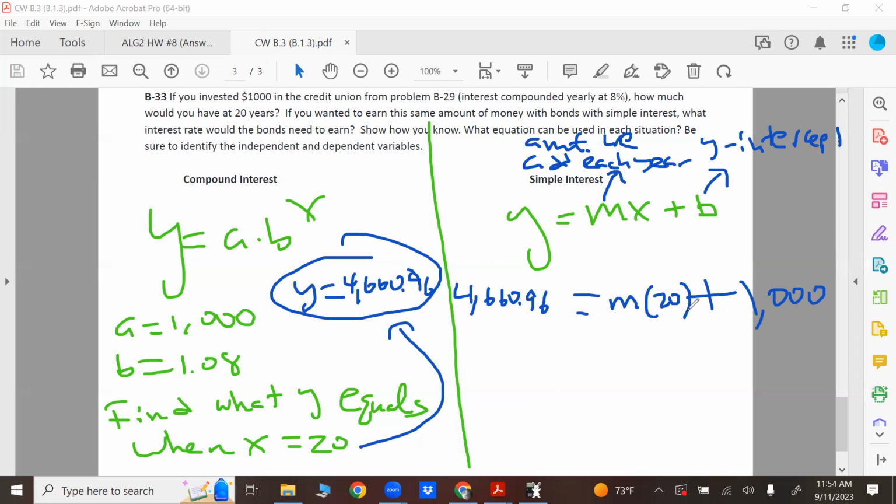We have to figure out what the slope is going to be for simple interest. So go ahead and solve for m and tell me what you get. Solve for m, guys. It's simple algebra, right?